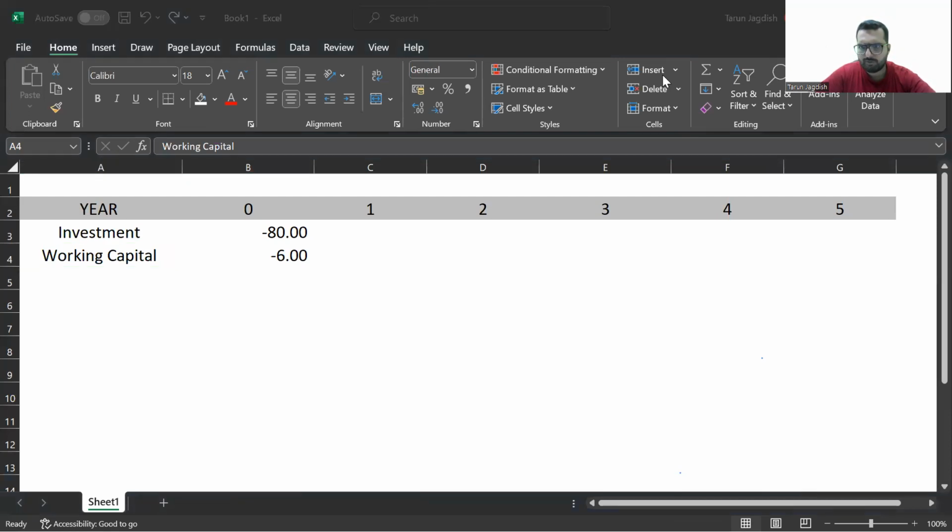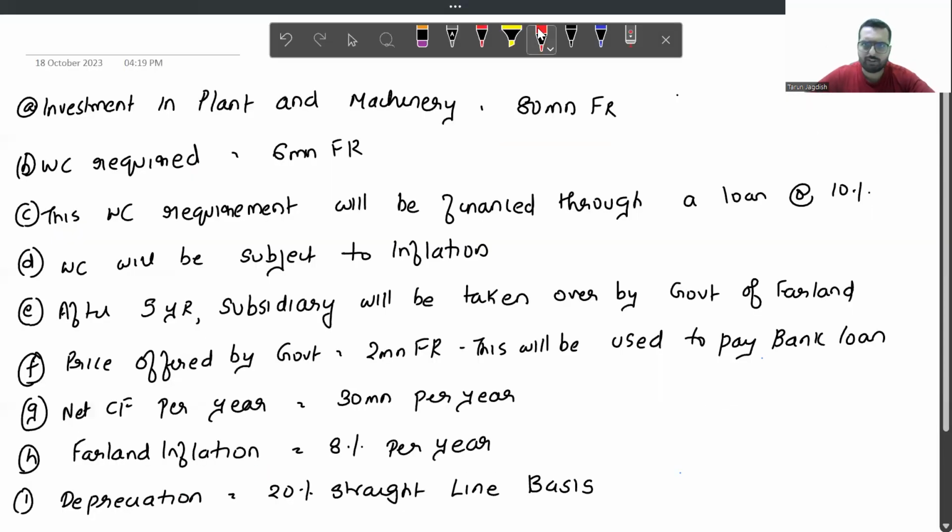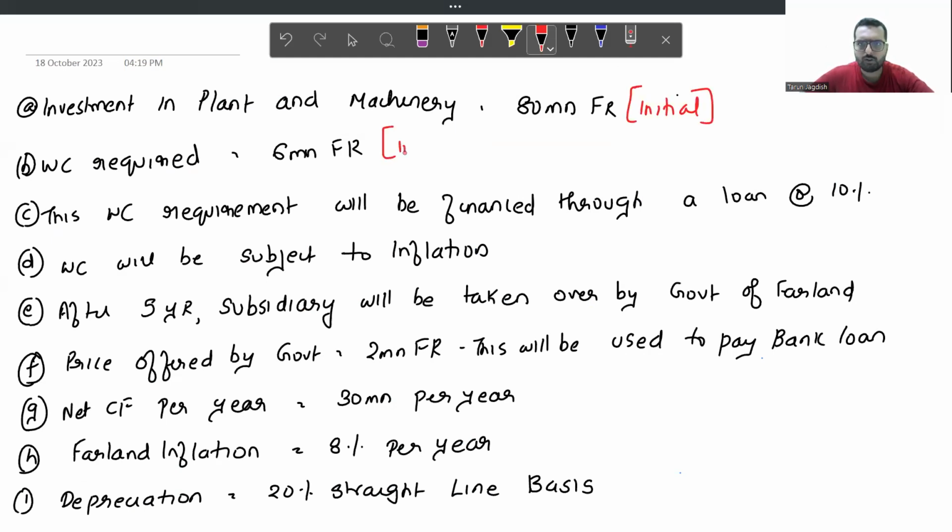1 minute. Sarvamangala, we can do it that way. We can do initial, in between, etc. Shall we do it that way here first? So first one, 80 million is going to be initial. This is also actually going to be initial. This one is also a borrowing that is happening in year 0.